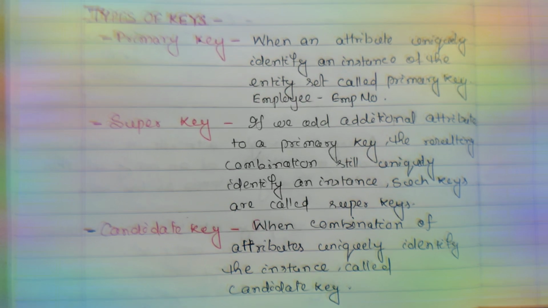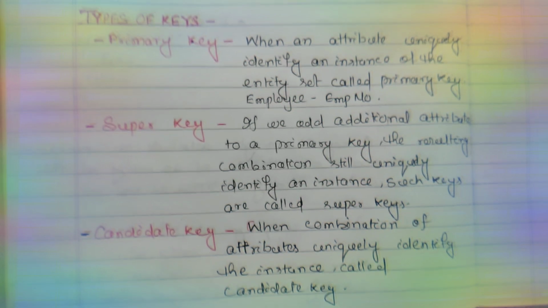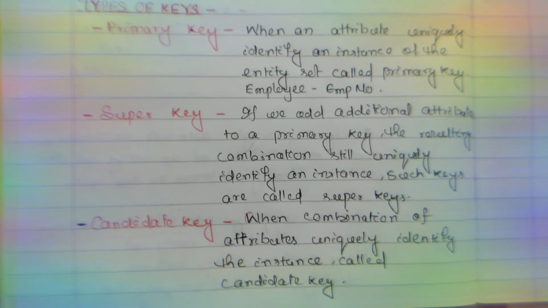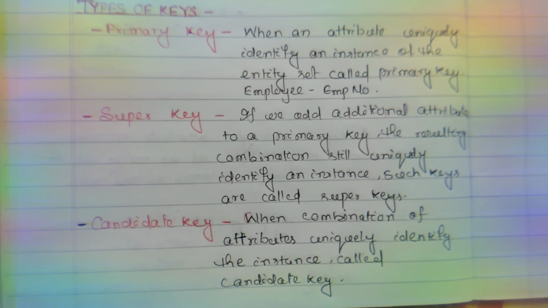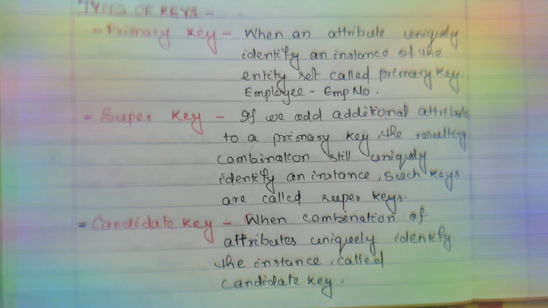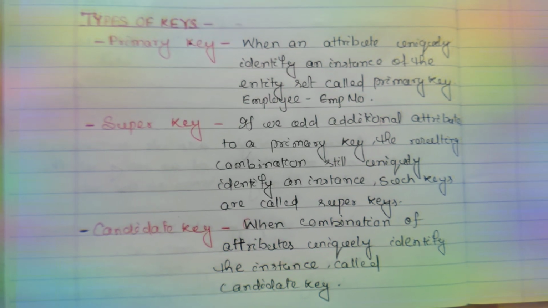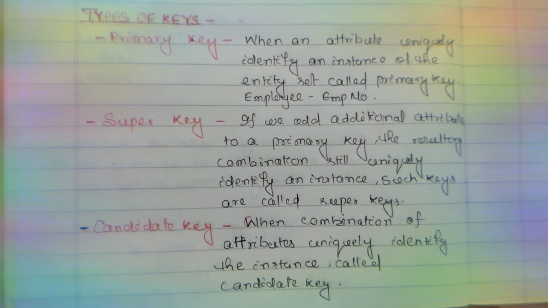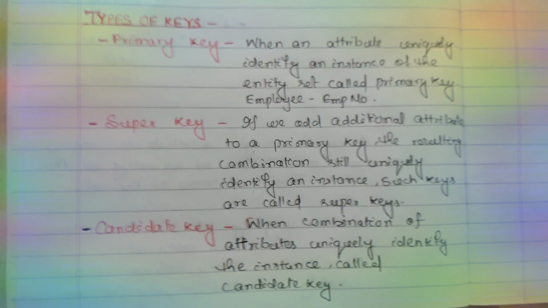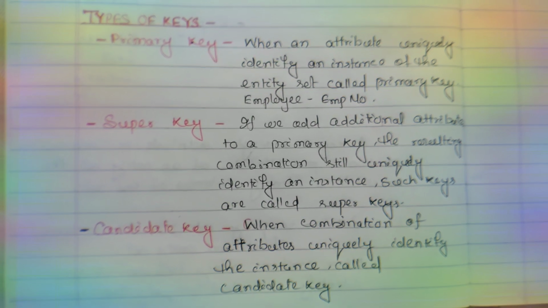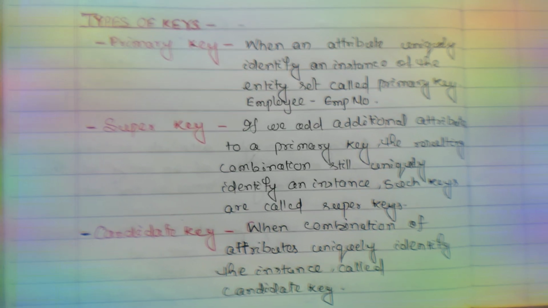Okay, so third type of key is candidate key. So what is candidate key? Candidate key means when the combination of attributes uniquely identifies the instance, then it is called candidate key. That means one key cannot identify uniquely, so we can take more than one attribute in that case to uniquely identify that object, that instance of entity set. So in that case, that is called candidate key.